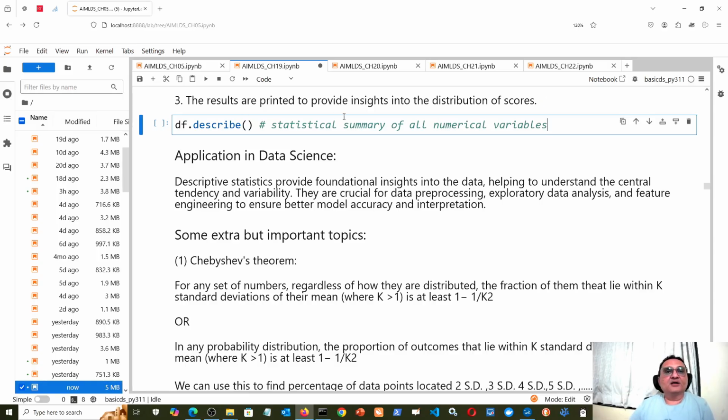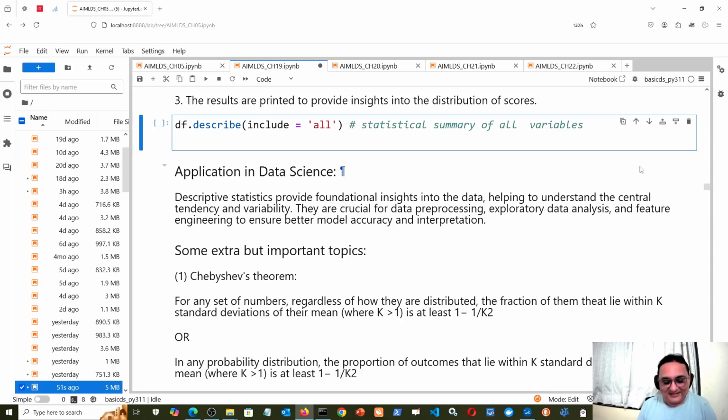Right? Okay. But similarly, thereafter, there is another option in which you can write include equals object. So what that will give is a statistical summary of all categorical variables. Okay, and if you write include equals all, then in that case you will get a statistical summary of both numerical and categorical variables, that is all variables.